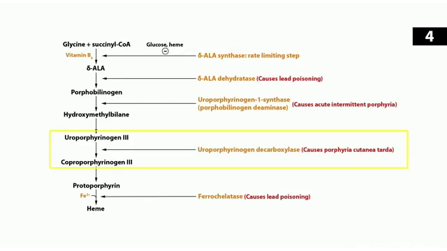So make sure you know those enzymes. Porphobilinogen deaminase is deficient in acute intermittent porphyria, and then the enzyme uroporphyrinogen decarboxylase is deficient in porphyria cutanea tarda. Let's also look at how lead poisoning affects the heme synthesis pathway.